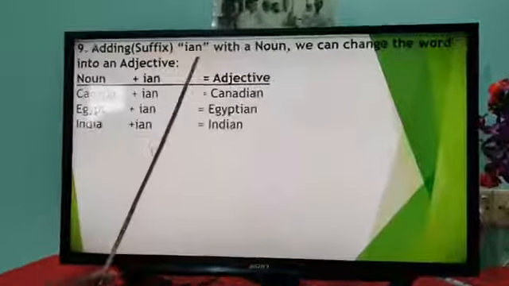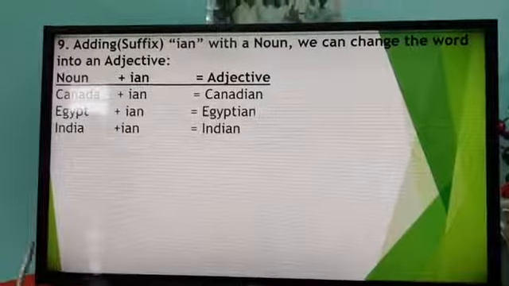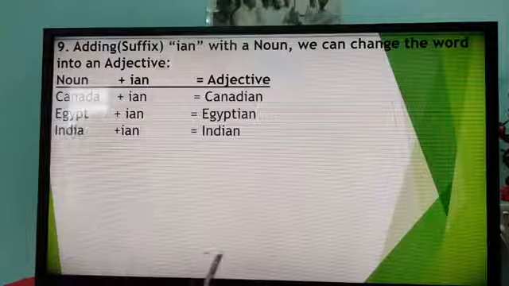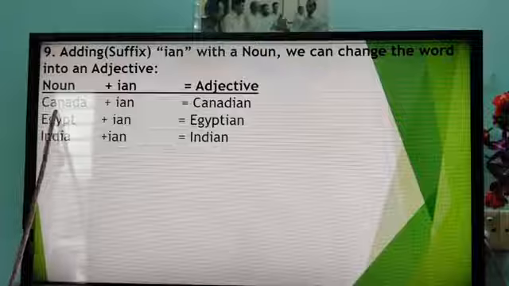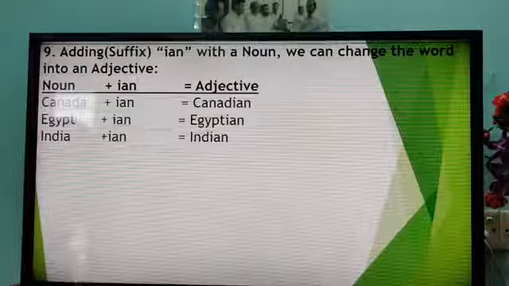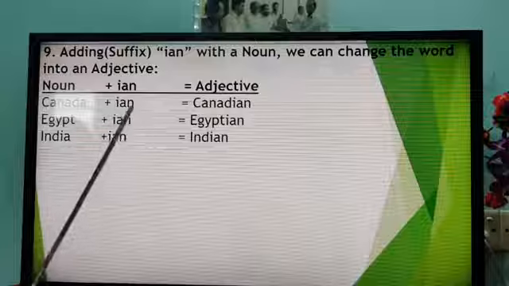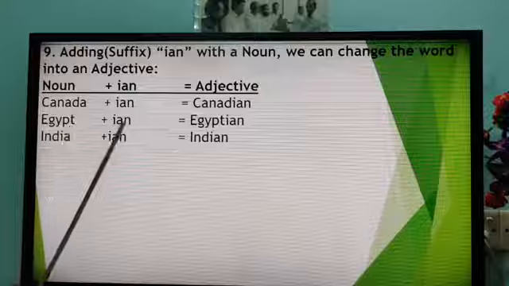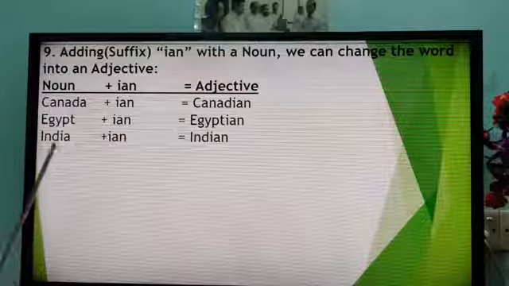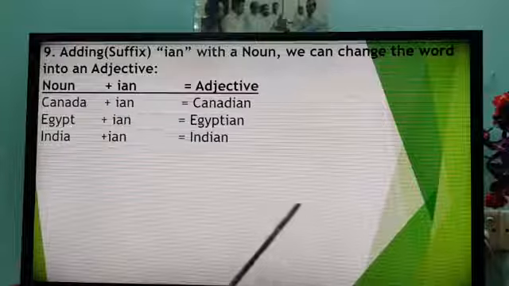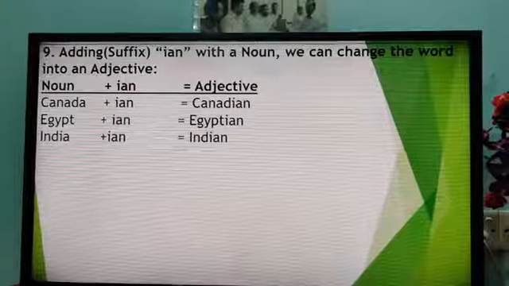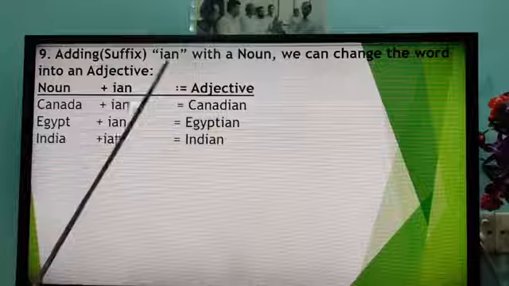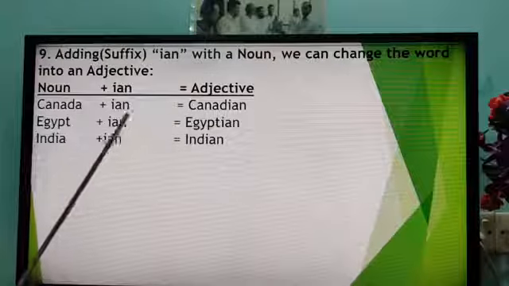Number 9. Adding suffix ian. Ian is also a suffix. If we add ian with a noun, we can make it an adjective. Suppose Canada is the name of a country and ian is added with Canada: Canadian. Egypt, ian, Egyptian. India, ian, Indian. Okay, so ian is added with a noun to make it an adjective.